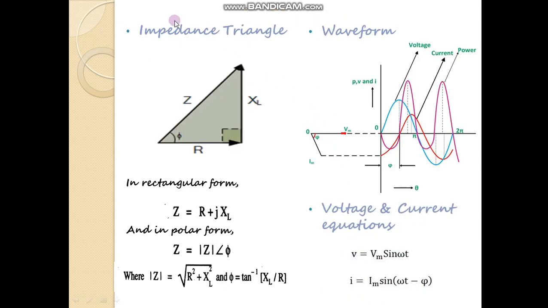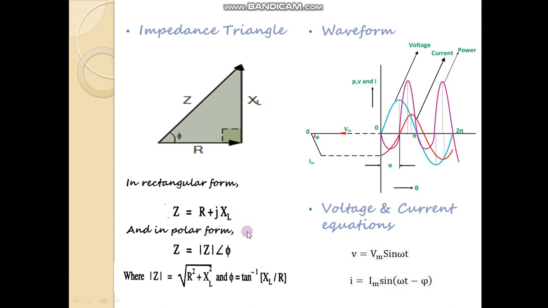Next is the impedance triangle for the same RL series circuit. Here on the impedance triangle, as we have studied in the first part, the base will be the resistor, the perpendicular will be the reactance, and the hypotenuse will be the impedance. Here in this impedance triangle for the RL series circuit, XL comes on the positive part of the imaginary axis. In the rectangular form it is given as Z equals R plus jXL.